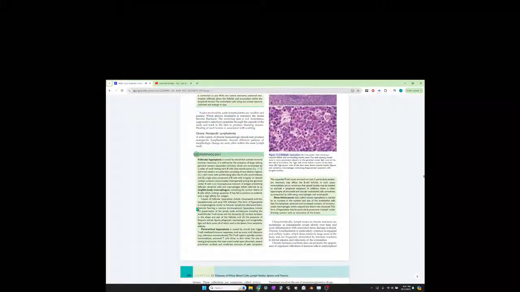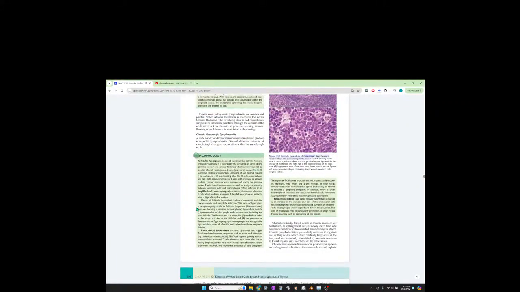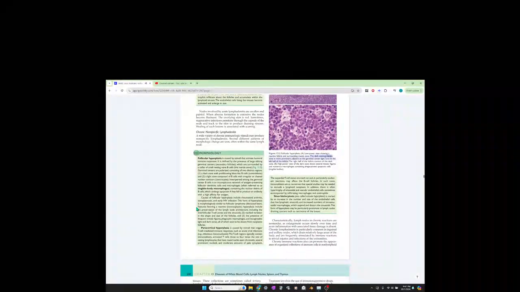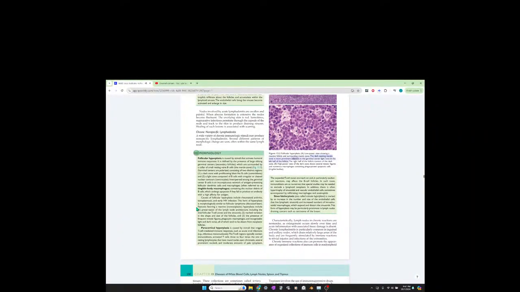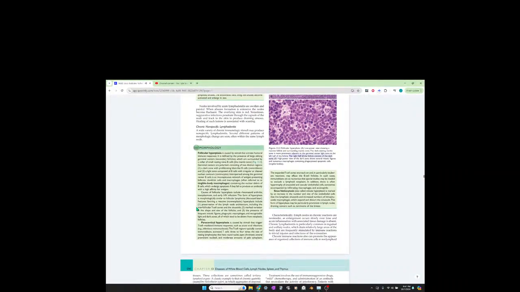Figure 13.3 Follicular hyperplasia. Low power view showing a reactive follicle and surrounding mantle zone. The dark staining mantle zone is more prominent adjacent to the germinal center light zone in the left half of the follicle. The right half of the follicle consists of the dark zone.